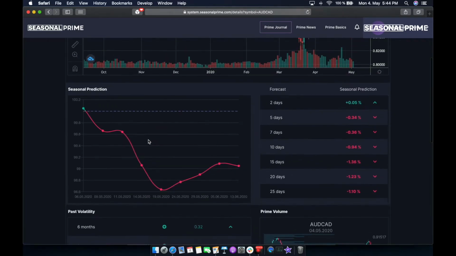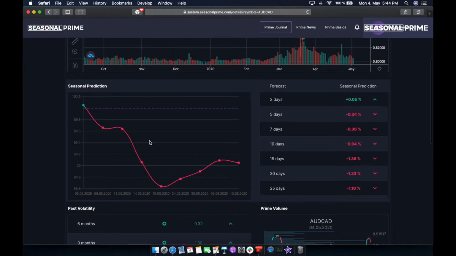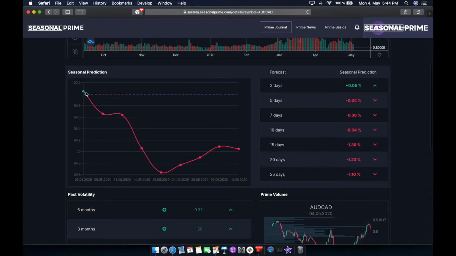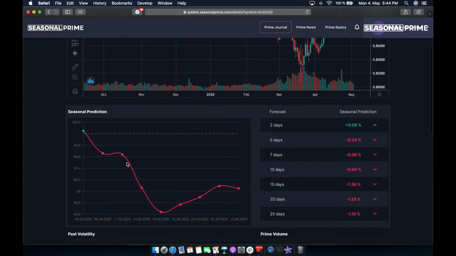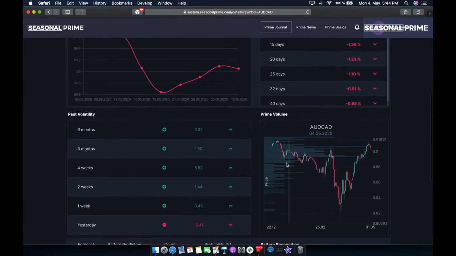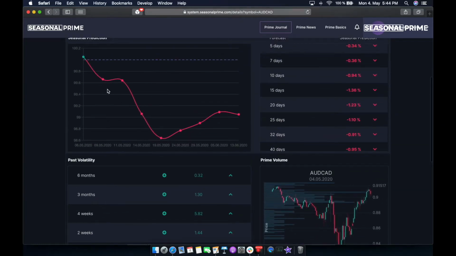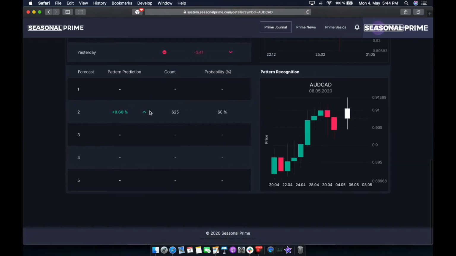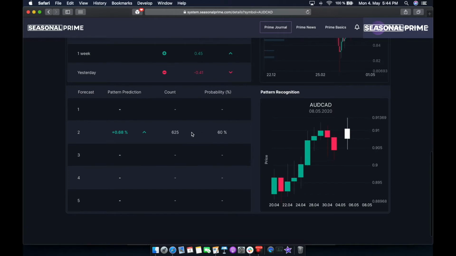The difference between those is that the seasonal prediction is pretty much for the overall direction, let's say for the trend. This is not something we are using for the entries. This is something we are using for a prediction for a few days, for 1 week, 2 weeks, and something like this. And this is giving us the overall market movement. And here with the pattern prediction, this is a very special tool, and I'm very, very proud of that.